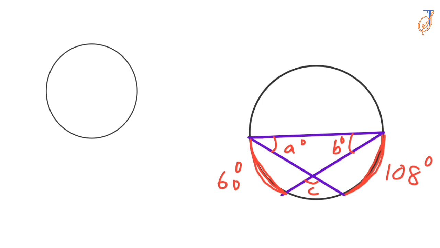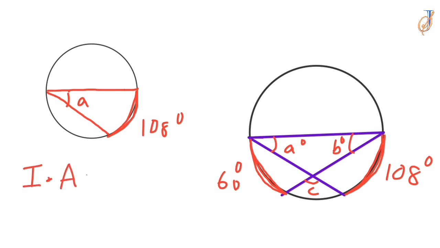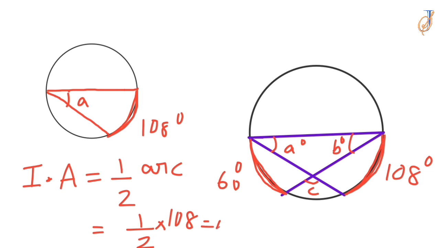So if we have a circle and the diameter like this, and this is the angle A, and here the arc measure is 108 degrees. This angle A is nothing but an inscribed angle. So let's recall the inscribed angle theorem. According to the inscribed angle theorem, the inscribed angle is equal to half of the arc. So our arc is 108 degrees, and 1 over 2 times 108 gives 54 degrees. So the angle A is 54 degrees.